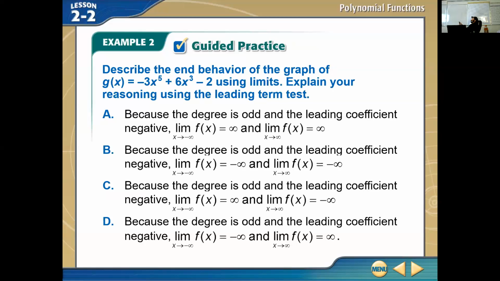Okay, here, once again, we have an odd degree because it's x to the 5th. So we know our graph is going to be sprouted out different ways. Because it's a negative, our graph is going to start high. It's going to end low in terms of the negative 3. So because the degree is odd and the leading coefficient is negative, the limit of f of x as x goes towards negative infinity, f of x equals positive infinity. And the limit as x goes towards positive infinity, f of x goes towards negative infinity, which is answer C. And once again, that's all just using the properties that are given in that key concept at the very beginning.